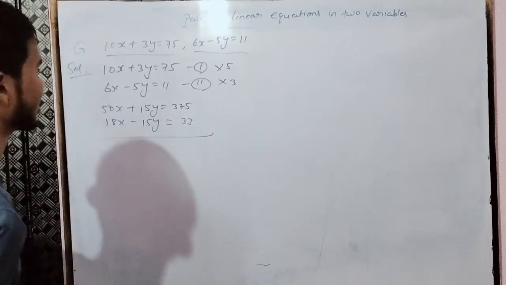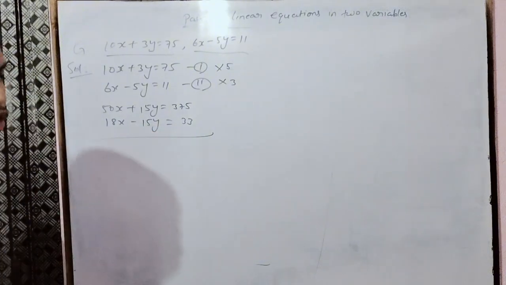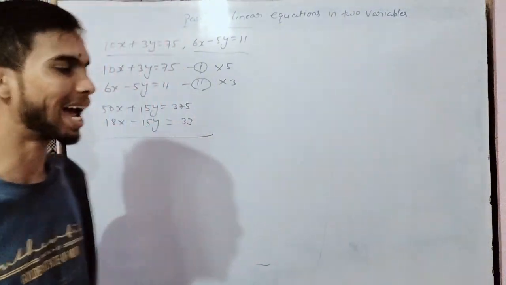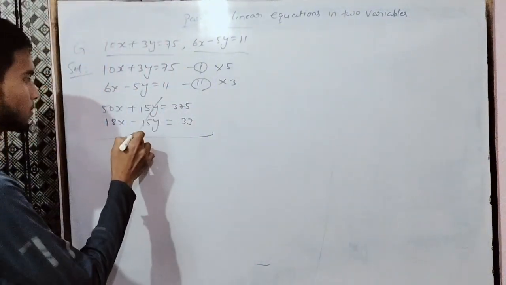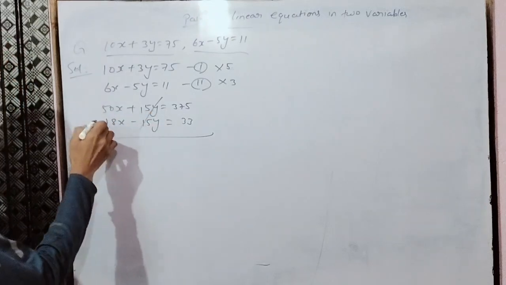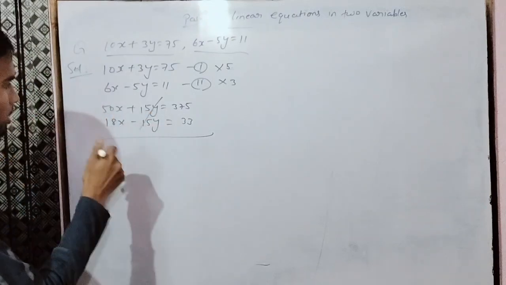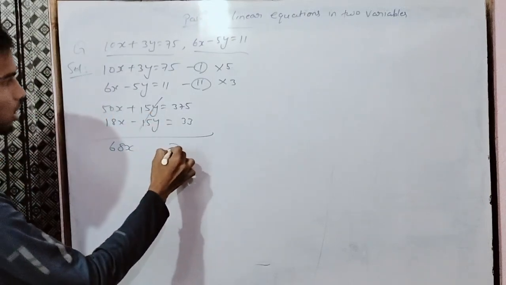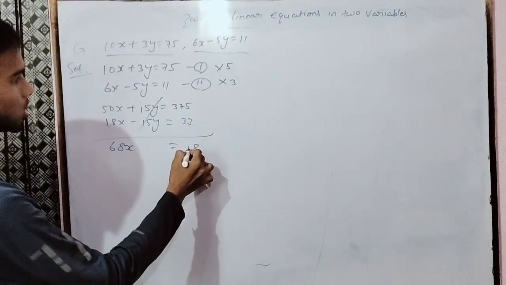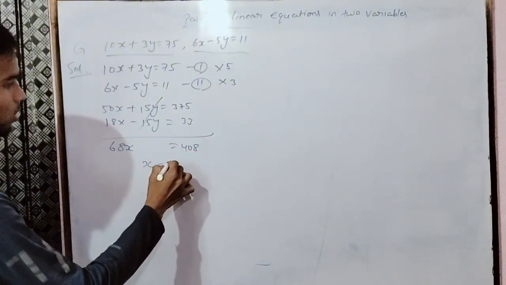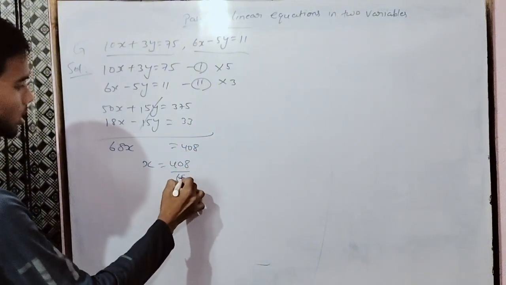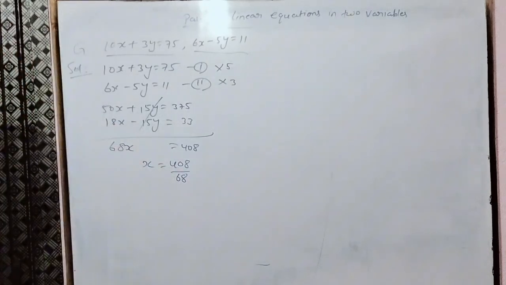Now what else? You can see we have different signs, so we will add after cancelling this. So here it is, how much? 68x, okay, 408, okay, 68. So what else?